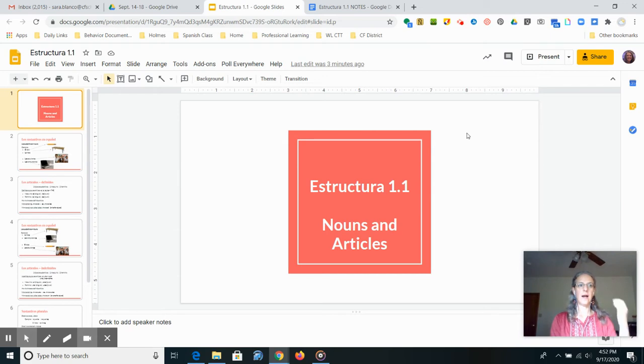We are ready for our next segment of learning in Lección 1. We finished contextos. There's another assessment piece coming with contextos, but we're still moving into our next segment of learning, which is estructura 1. Estructura stands for our grammar sections. We'll call that estructura. And since this is our first grammar point in Lección 1, this will be estructura 1.1. And the topic is nouns and articles.